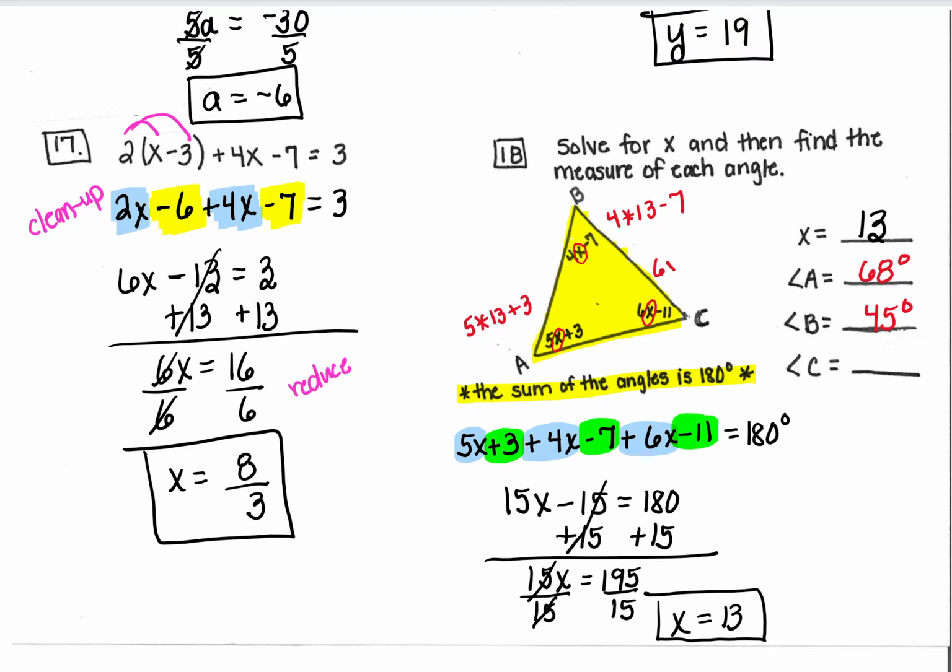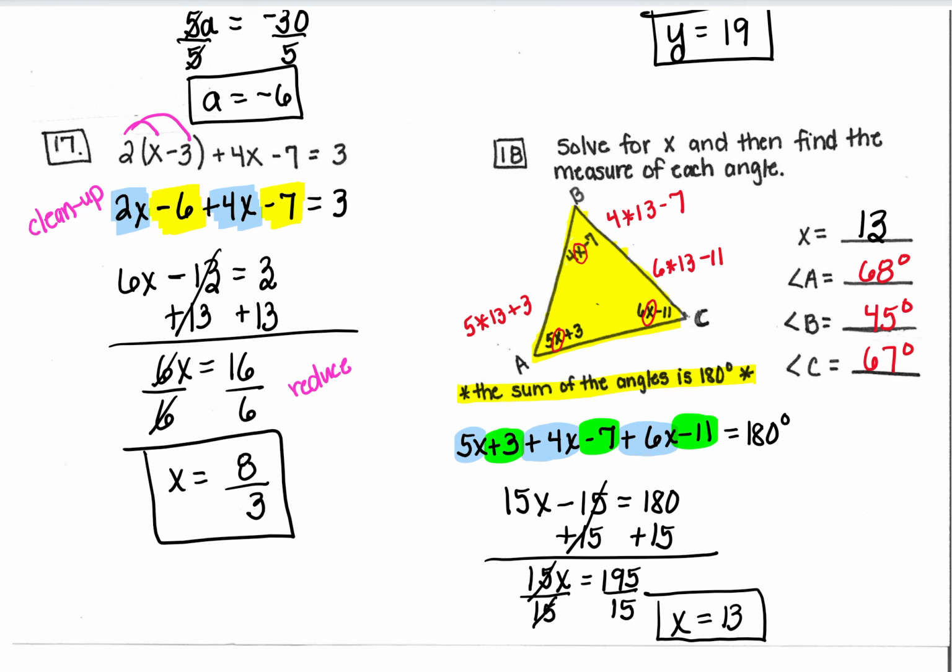So 6 times 13 minus 11, and when I multiply those, and then I subtract 11, I get 67 degrees. Okay, let's take a look at the next page, last page.